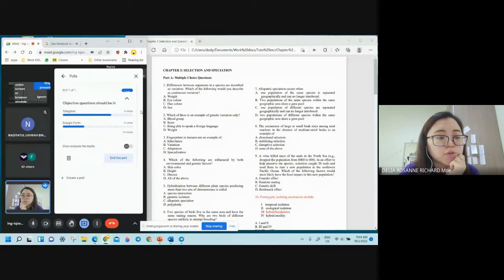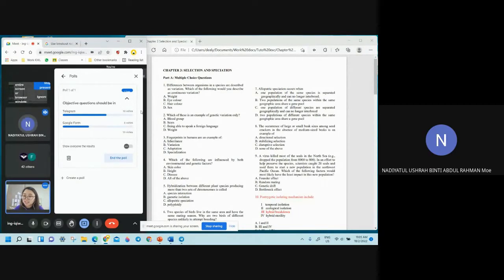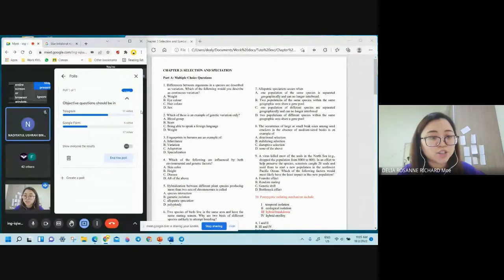Any reason you prefer Google Form, Nadi? Ada sebabkah saja-saja? Sebab saja-saja, Miss. Tapi poll pun okey, Miss. Poll pun okey. Cuma kalau personal preference, lebih suka Google Form lah. Yeah. All right, thank you.